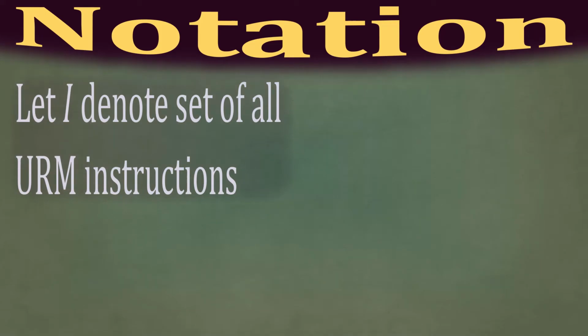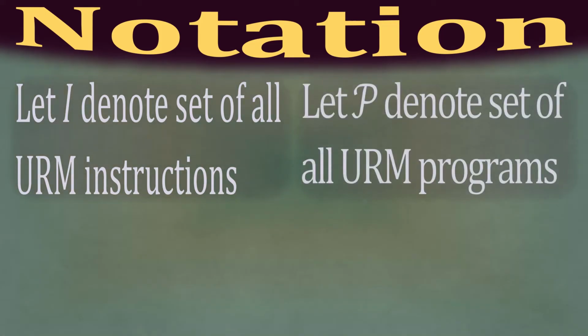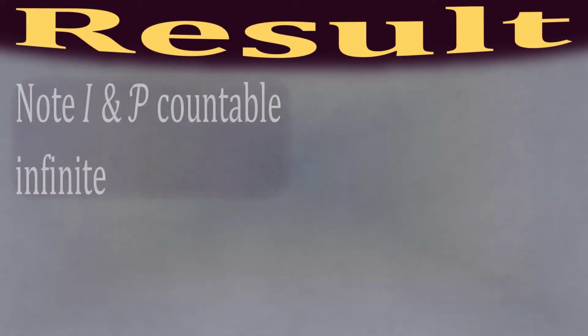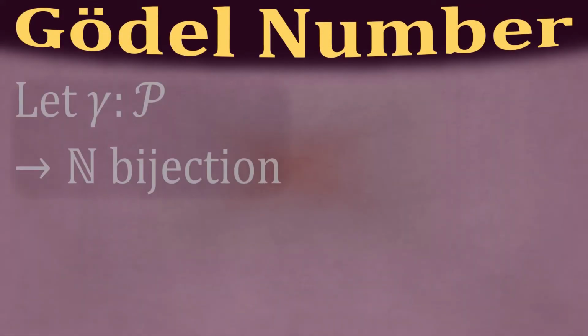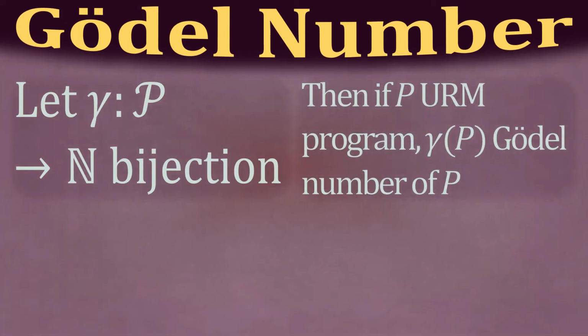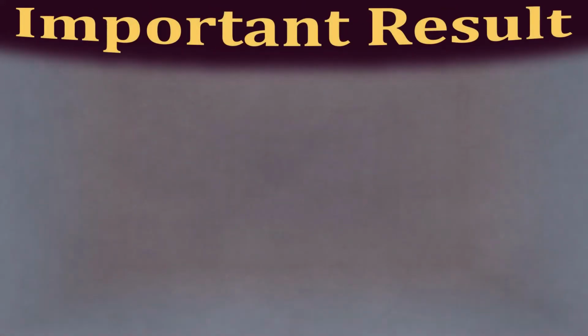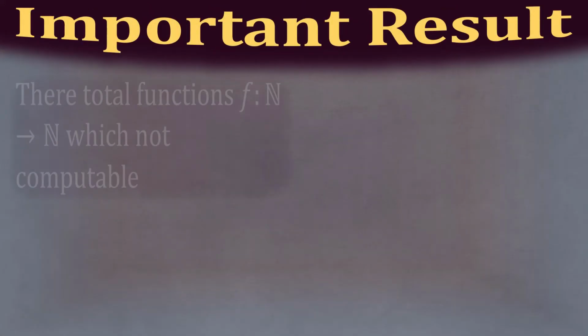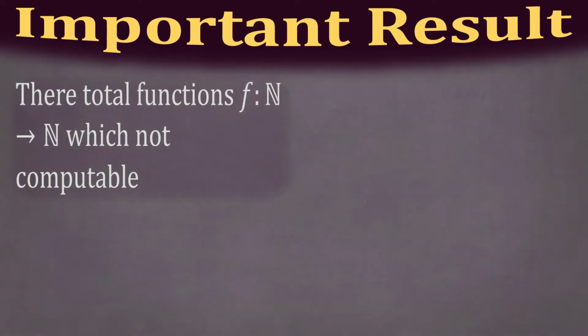Now, let's discuss some notation. Let I denote the set of all URM instructions. Let P denote the set of all URM programs. Hence, let's give a result. We have that I and P are countably infinite. Now, let's define the Gödel number. Let gamma from P to the naturals be a bijection. Then, if P is a URM program, then gamma of P is the Gödel number of P. Now, let's give an important result. There are total functions f from the naturals to the naturals which are not computable.